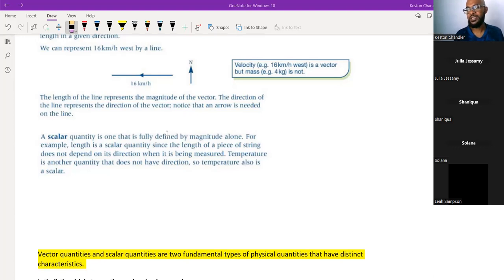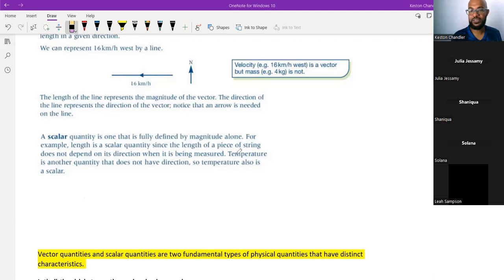Now, how is this different to what we are accustomed to? Scalar quantities, on the other hand, this is what we are accustomed to working with, are only defined in one dimension, which is magnitude, size. So for example, if I have a shoelace, that's a scalar quantity because I could measure the length of a piece of shoelace or a piece of string in either centimeters, yards, feet, or inches.